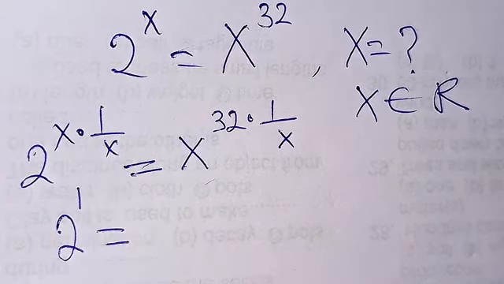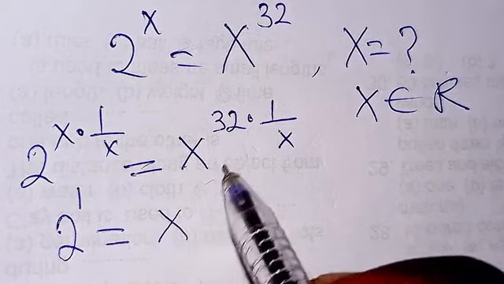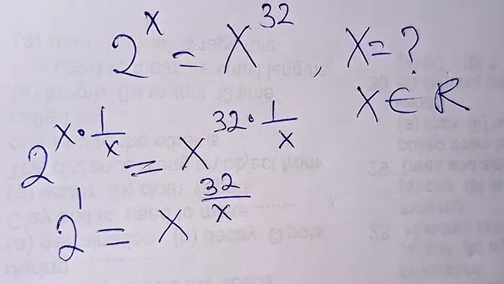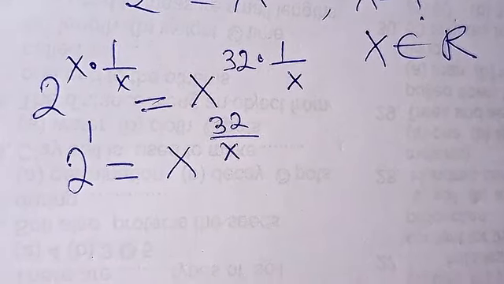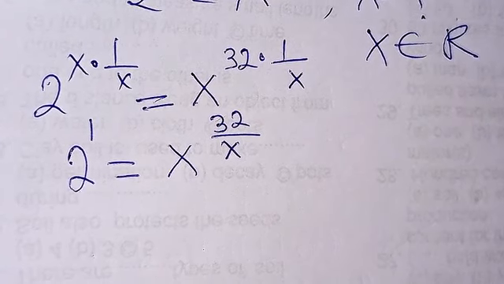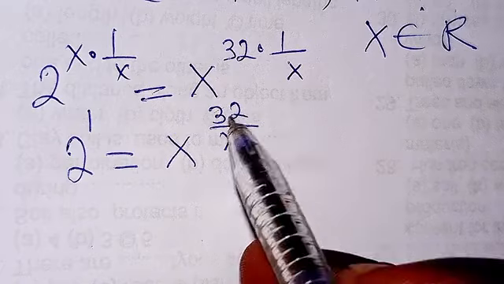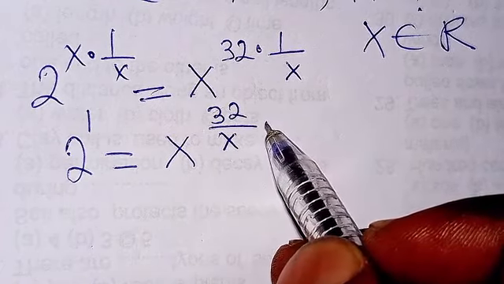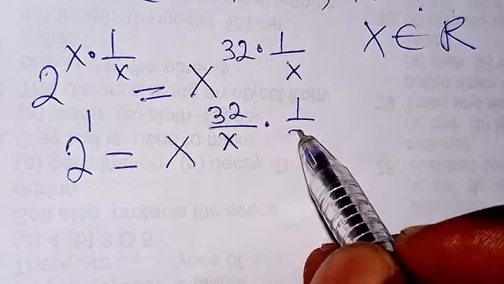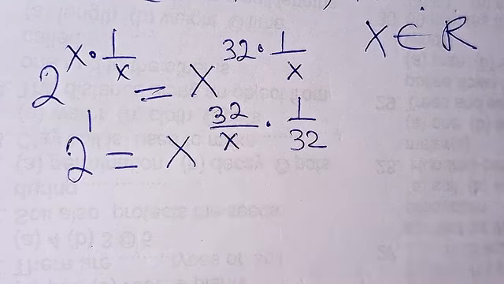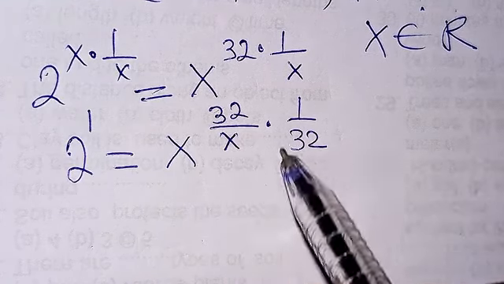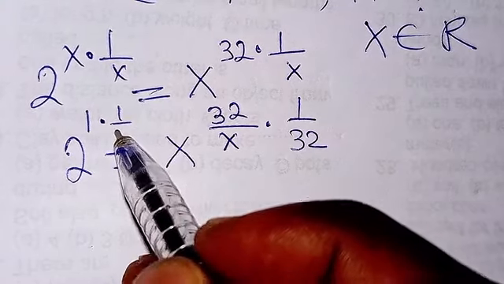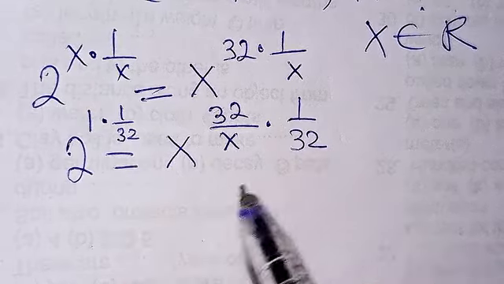Now from there, we cancel this, and we're going to have 2 equals, but don't forget that we have this one here. Then x to the power 32 over x. So that is 2 raised to the power 1 equals x to the power 32 over x. Now I want to get rid of this 32 here, so I'm going to multiply this power by 1 over 32. If I multiply this one by 1 over 2, I must multiply this one also by 1 over 32, right?